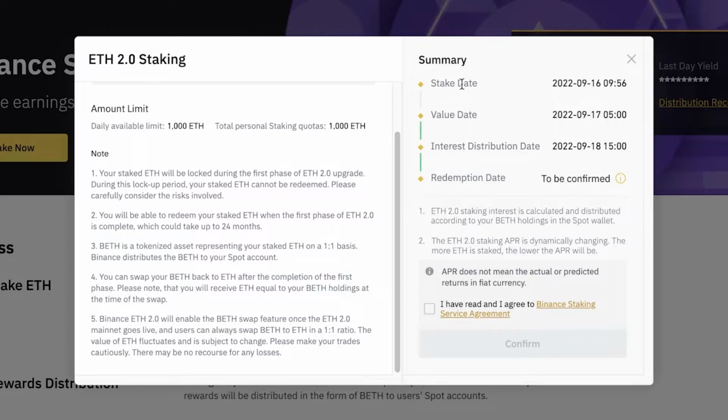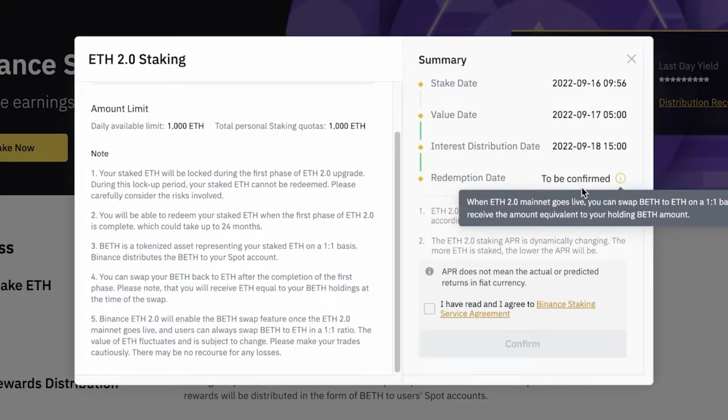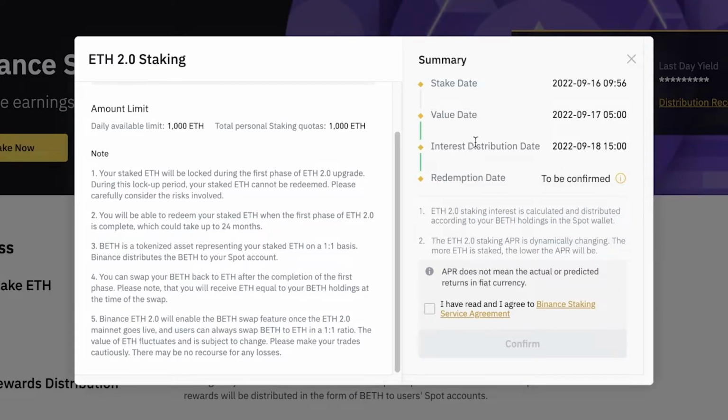So you can see you have the staking date, then you also have the value date, the interest distribution date, and then the redemption date. So until you get your redemption date, there is not going to be any certain value for you, however much money you are getting, because you're not going to be certain about the value of Ethereum. If the value of Ethereum drops during the time that you held it in Ethereum 2.0 staking, it could yield a loss. However, if the value of Ethereum remains rather constant, so even if it doesn't go up very much or even if it doesn't fall down too much, then you would be actually earning quite a bit of money.